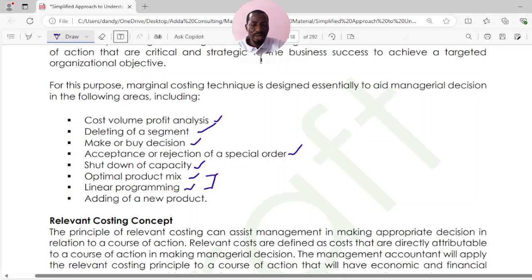Again, when a company wants to add a new product, then you need the knowledge of marginal costing. Not only that, in pricing decision, you also need the concept of marginal costing. Let me add pricing decision. So you need the knowledge of marginal costing. 1, 2, 3, 4, 5, 6, 7, 8, 9. So these are some of the areas in which you can apply marginal costing technique to aid managerial decision. So this is on one side of the requirement.